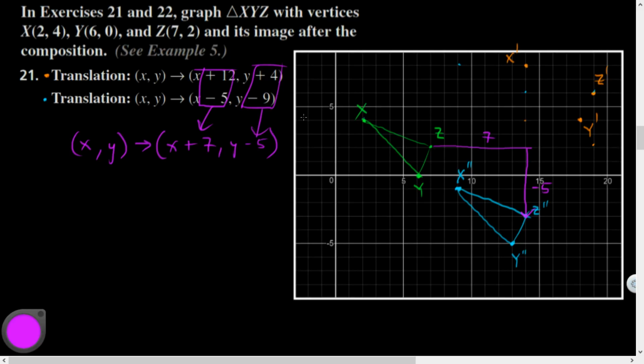Which also, notice, is what I would have gotten if I combined these, which makes sense. That makes a lot of sense. Two translations could be summarized as a single translation in this case. They didn't ask us to do the purple one, but I was just pointing out that we had the ability to.